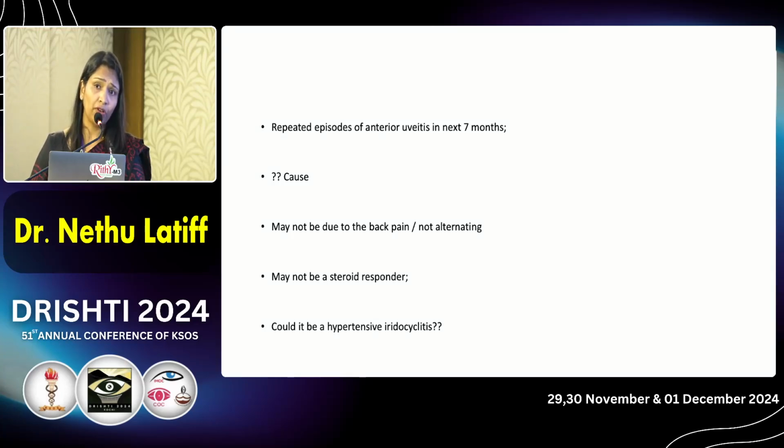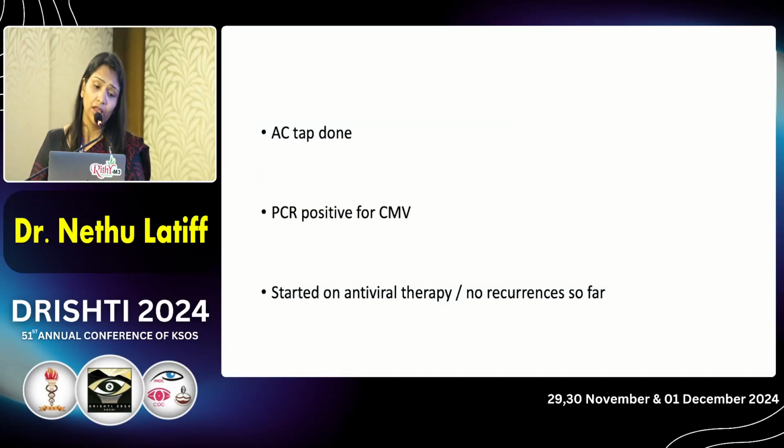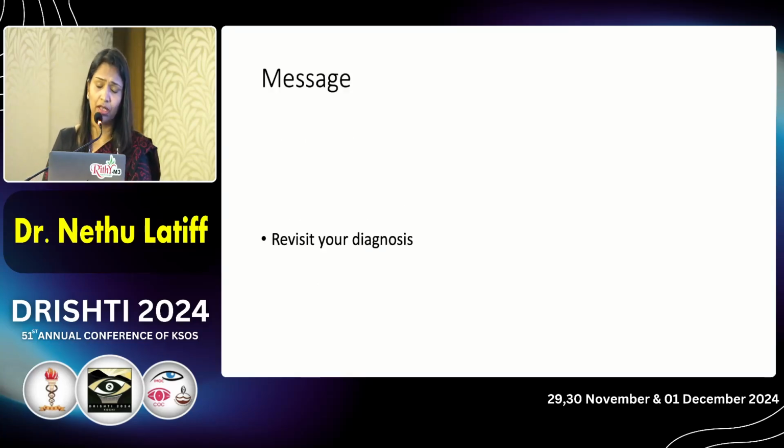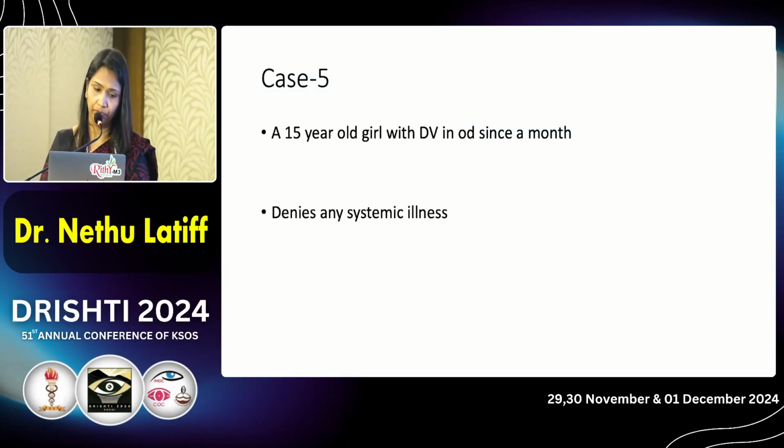No features of viral uveitis in the eye. AC tap was done, PCR was positive for CMV, started on antiviral therapy and no recurrences so far. So the message here is revisit your diagnosis whenever you think that something is not going in the right way.